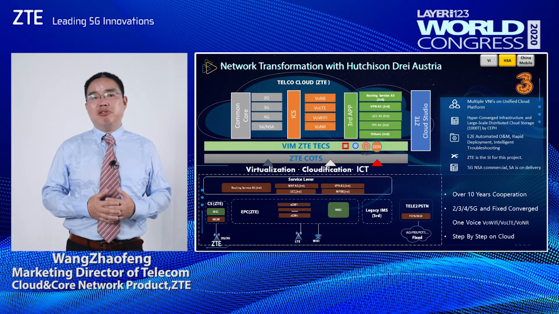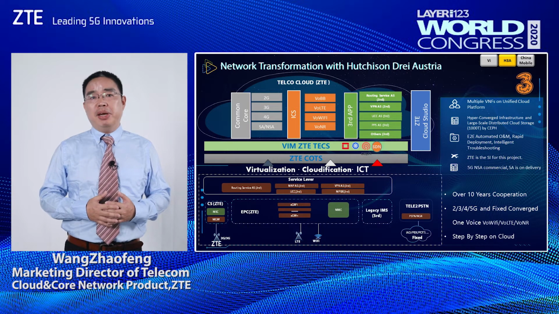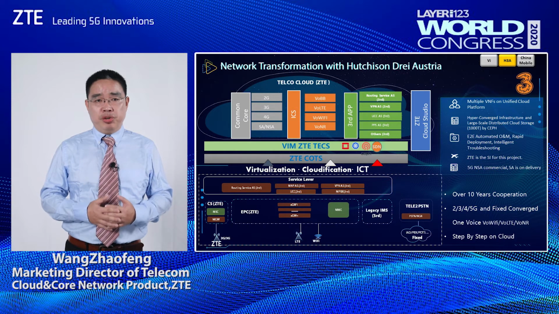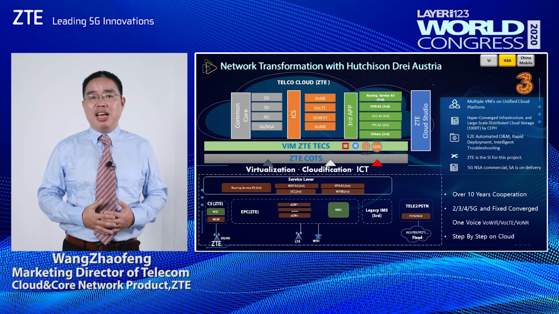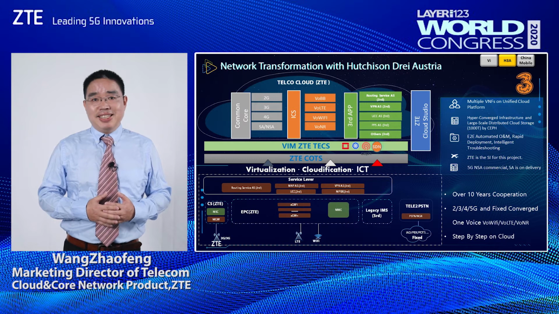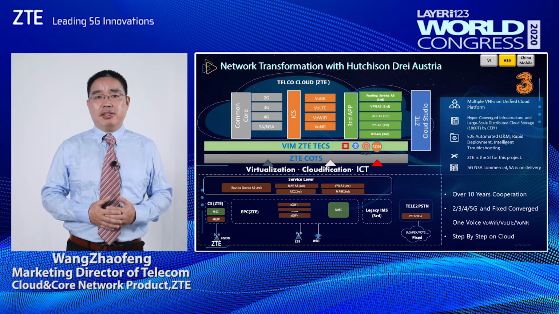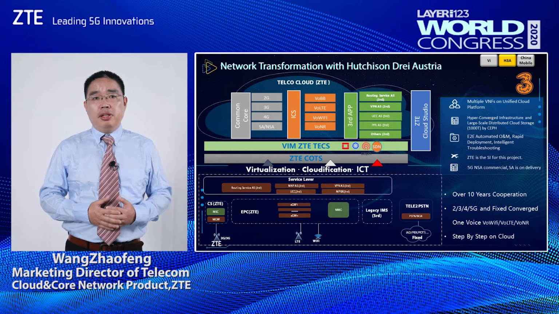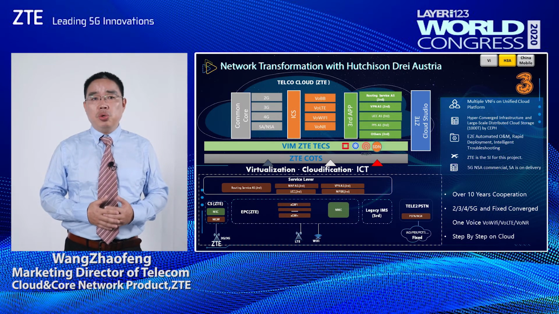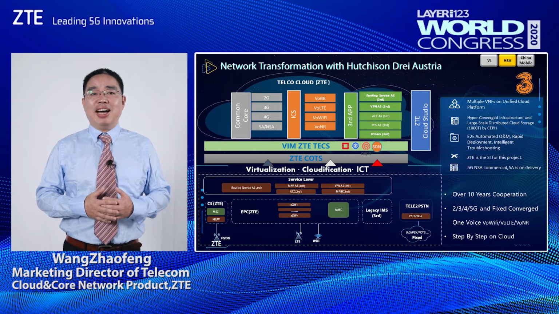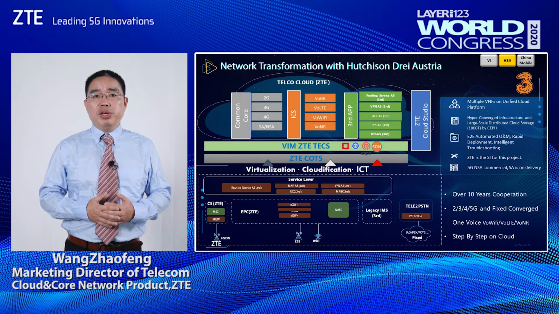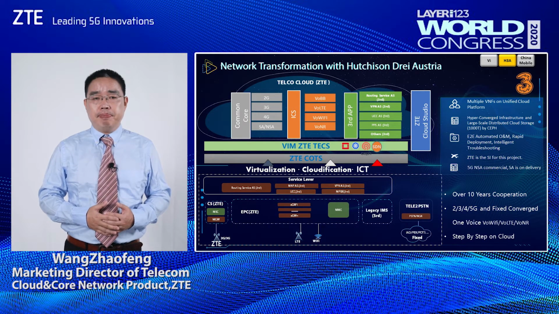Now, ZTE has provided the Common Core solution to make the network digital transformation successful in Hutchison Drei Austria, covering the migration of traditional CS Core, PS Core, and the other networks to the ZTE TECS cloud platform. The IMS provided by a third party has also been cut over. The new fixed mobile convergent ICS network has been completed, which improves the user's voice experience.